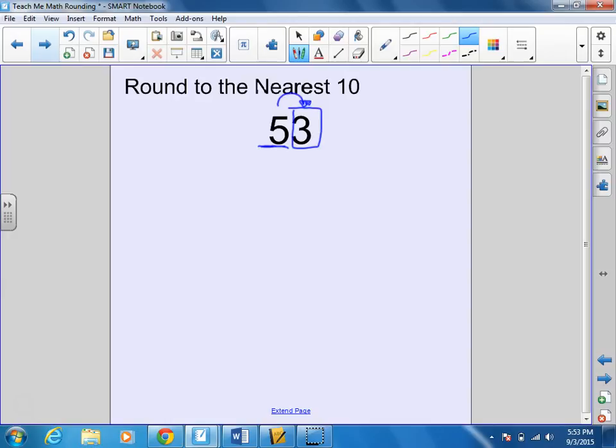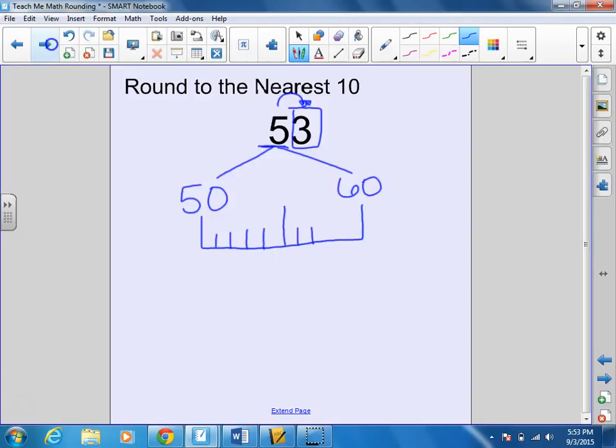We're now going to look at the tens place, or the 5, to determine our benchmark numbers. We know that since 5 is in the tens place, our number cannot be rounded any lower than 50. And 53 is between 50 and 60, which will be the next tens place value. We're going to create a small number line, and then we're going to count 50, 51, 52, 53, 54, 55, 56, 57, 58, 59, 60.